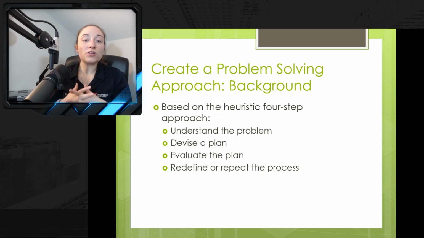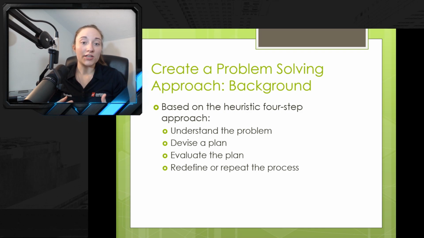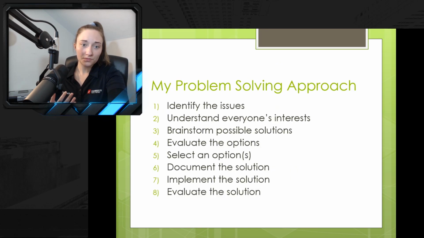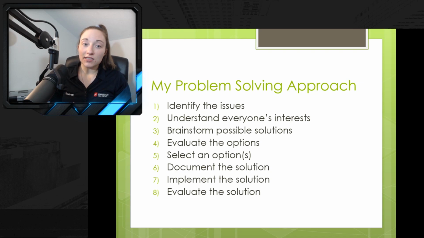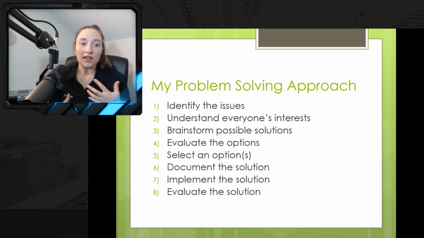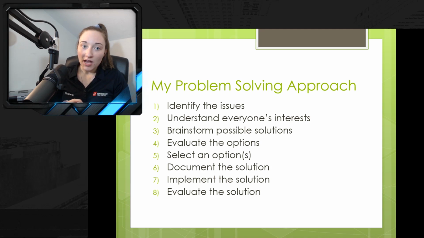In order to create a problem-solving approach, I based my approach on the heuristic 4-step approach: understanding the problem, devising a plan, evaluating the plan, and then redefining or repeating the process. I came up with an 8-step approach. I utilized the heuristic 4-step, as I mentioned, but I also utilized the University of Iowa's HR website, which is listed in my resources below. So my problem solving approach has 8 steps.